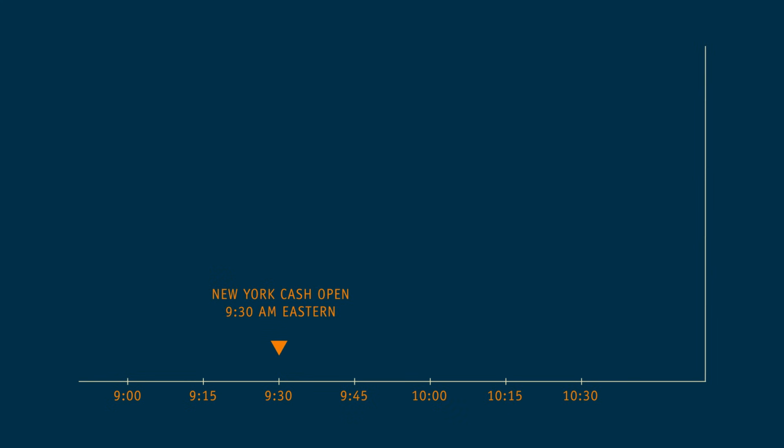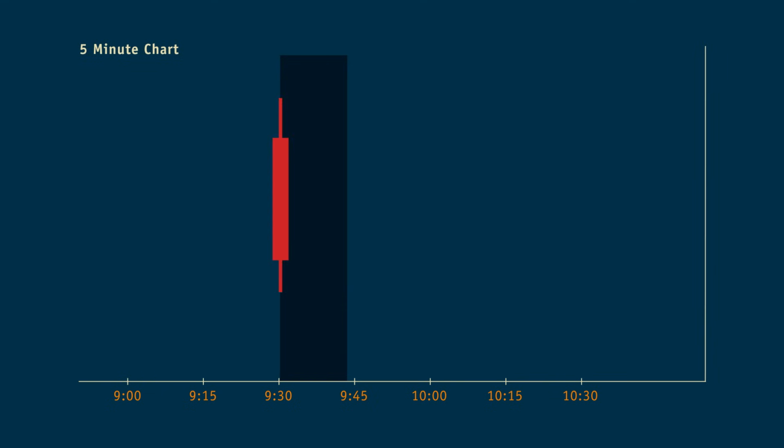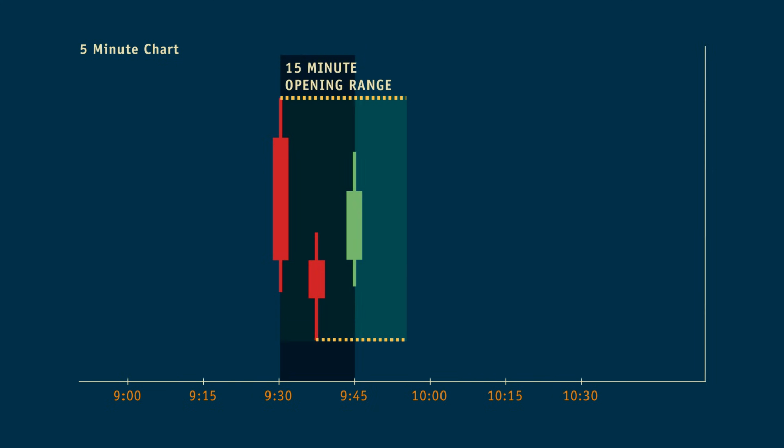At its core, the opening range breakout, or ORB, begins with the market's first movements after the open. We use the New York session open as the reference point. We define a window of time, perhaps the first 5, 15, or even 30 minutes after the open. Within that window, price sets its initial high and low. That box becomes the opening range.